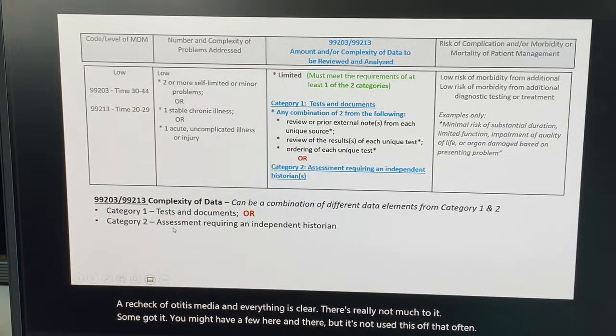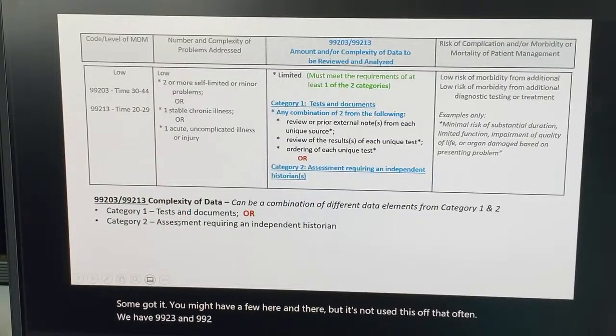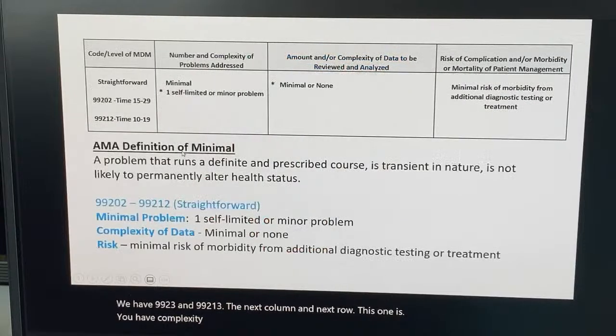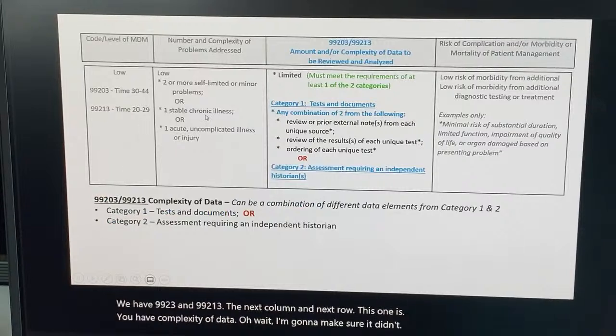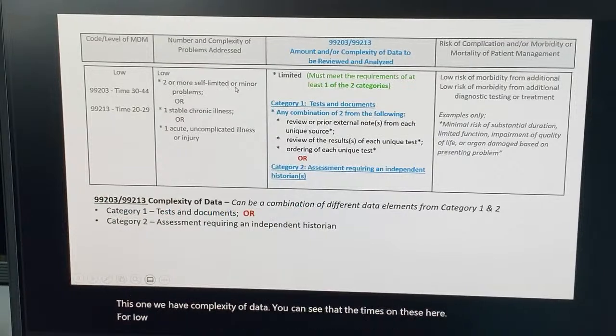Now we have 99203, 99213, the next column and next row. This one, we have complexity of data. You can see the terms on these here. For low, it's two or more self-limited or minor problems, or one stable chronic illness, or one acute uncomplicated illness or injury. Now, this is where it gets different.